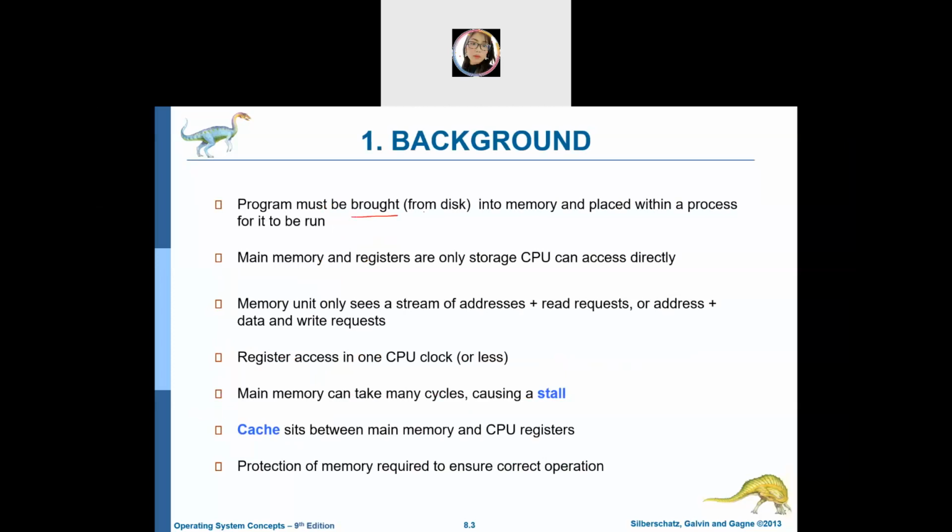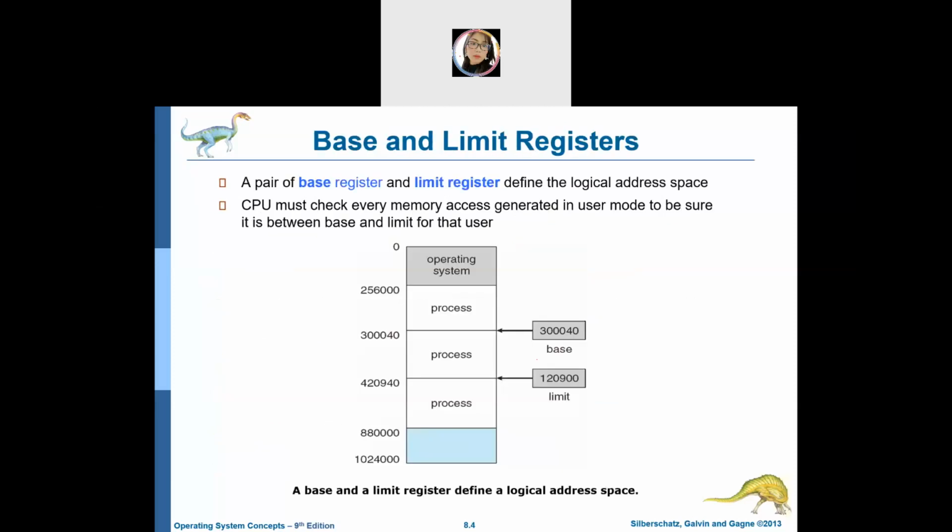Program must be brought from disk into memory and placed within a process for it to run. Main memory and registers are the only storage the CPU can access directly. The memory unit only sees a stream of addresses plus read requests, or addresses plus data and write requests. So maybe you can try to read all these things. This is just information before you go deeper.